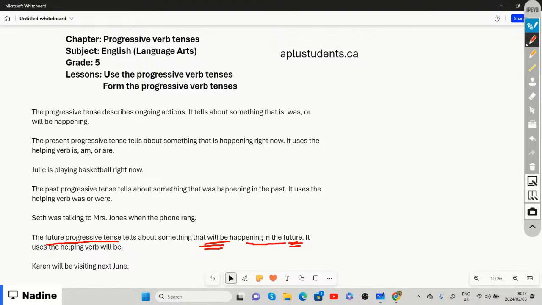And when it comes to the future verb tenses, then we use the helping verb will be. Will be, whether we're talking about, let's say, singular or plural, right? But the word will be gives us the idea that we are talking about the tense which is in the future. And for example, we say Karen will be visiting next June. And as you can see, next June, it hasn't happened yet.